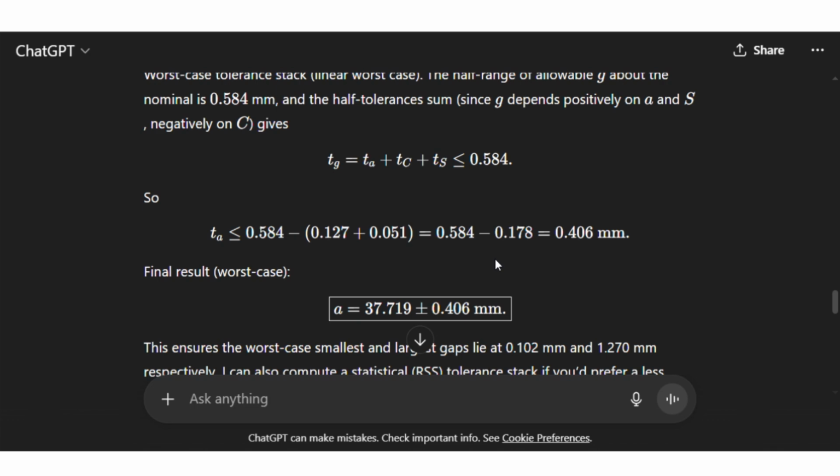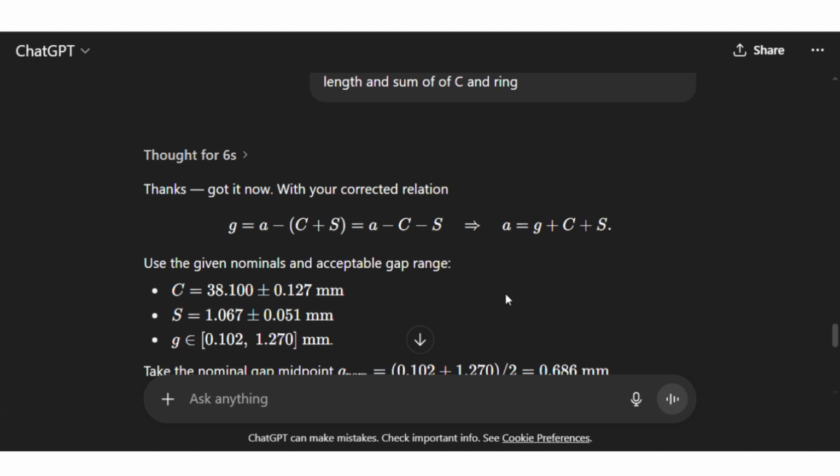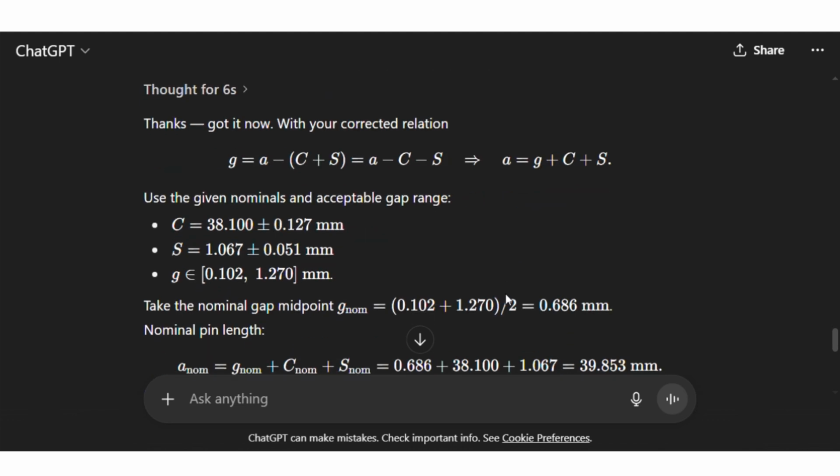But let's, again, I told GPT that the gap equation is still wrong. The gap is the difference between pin length and the sum of C and the ring. So I had to clarify the geometrical relation. Apparently it couldn't interpret the sketch relation properly, and now it gets it right. So this is the correct relation between the gap and the components' lengths.